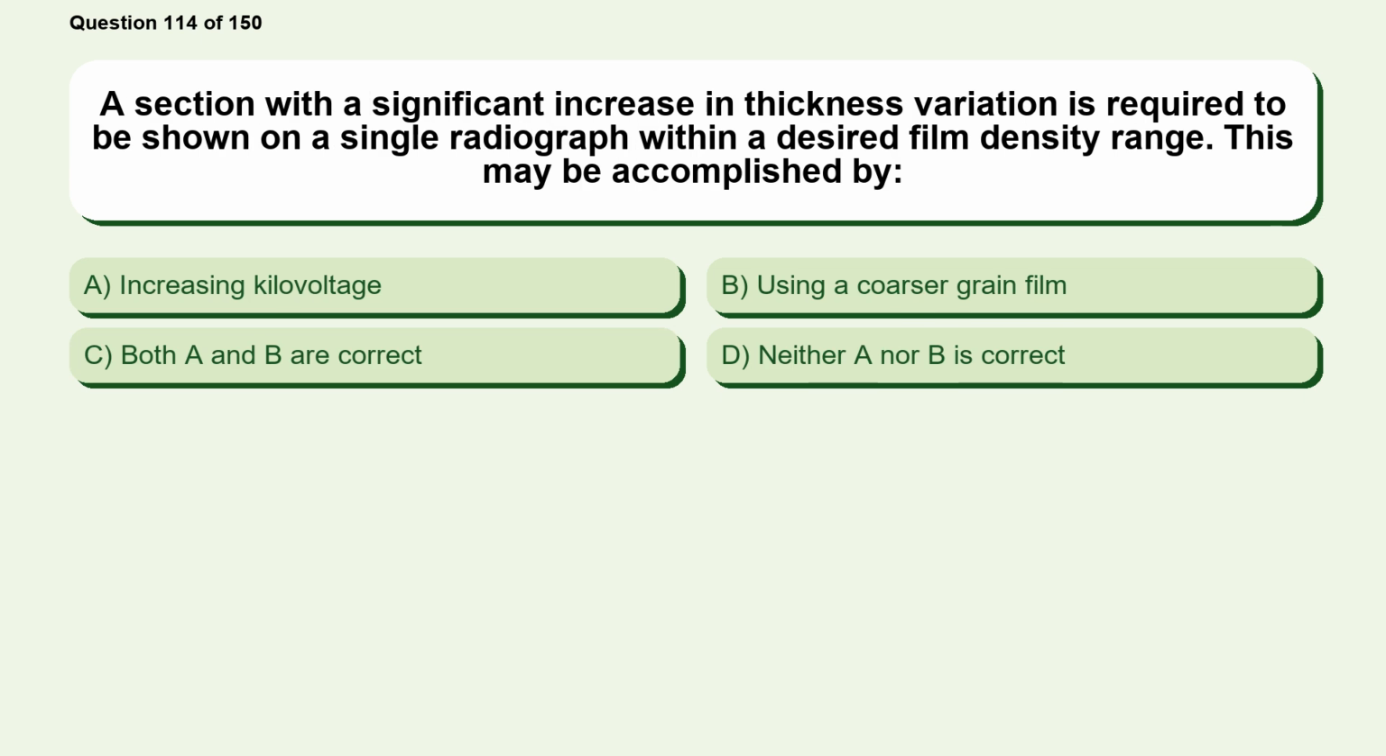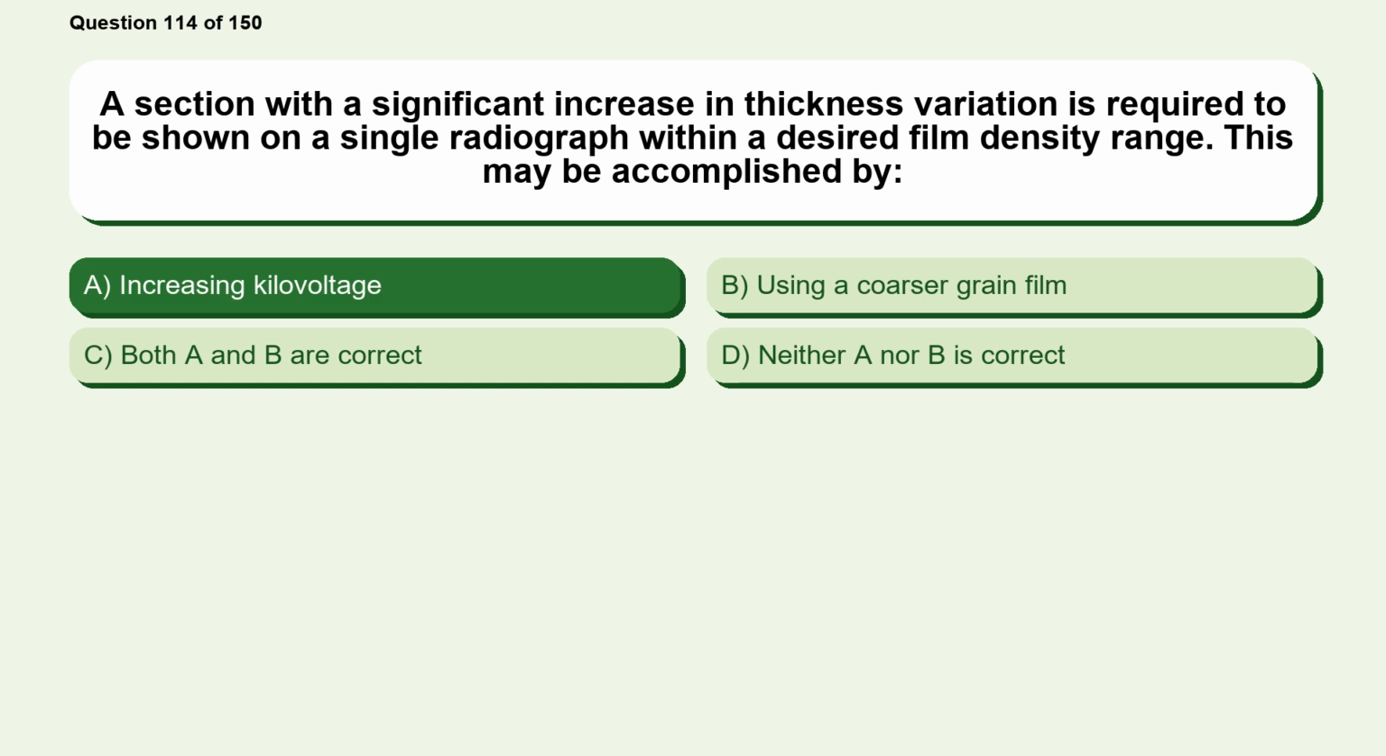Question 114. A section with a significant increase in thickness variation is required to be shown on a single radiograph within a desired film density range. This may be accomplished by Option A, increasing kilovoltage. Option B, using a coarser grain film. Option C, both A and B are correct. Option D, neither A nor B is correct. The correct answer is option A, increasing kilovoltage.